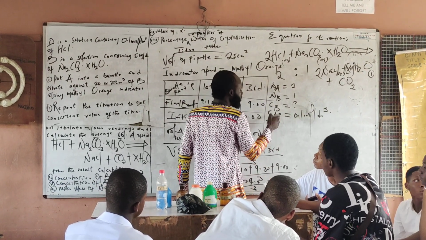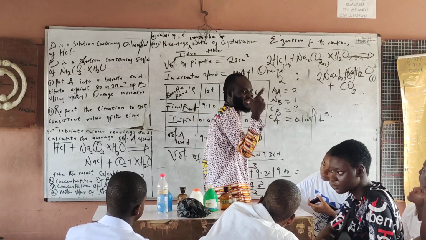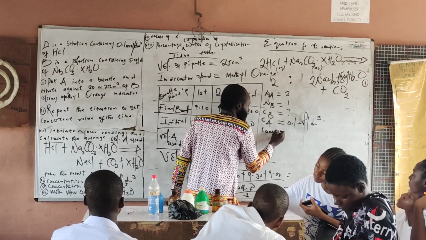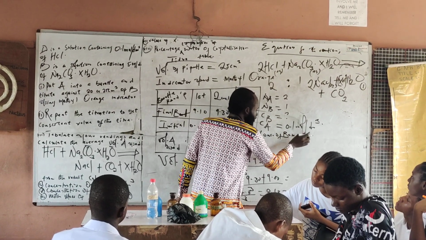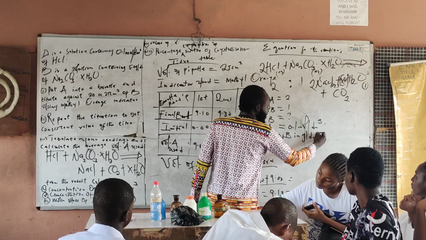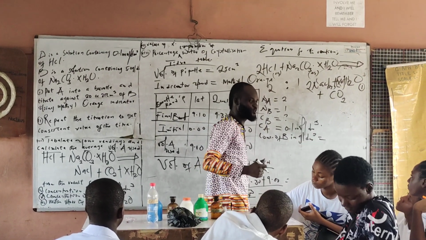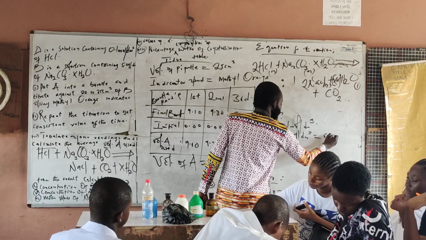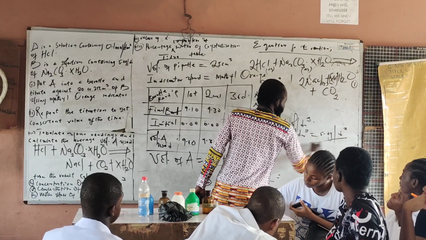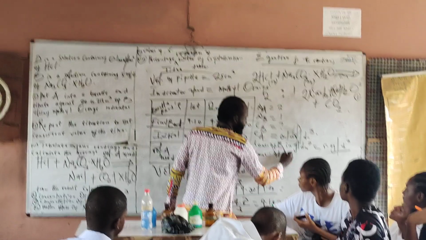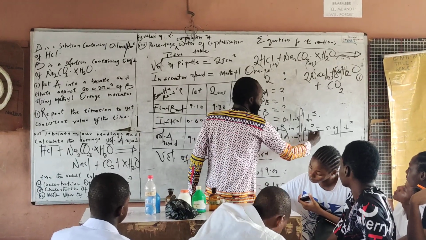The next one is concentration of base in gram per dm cube. Not write base, just write B, in gram per dm cube. Was it given? Yes. What is the value? 9.0. The concentration of A in gram per dm cube, was it given?